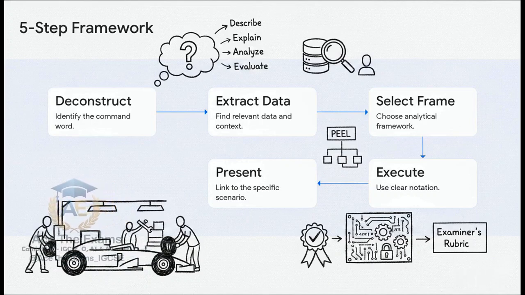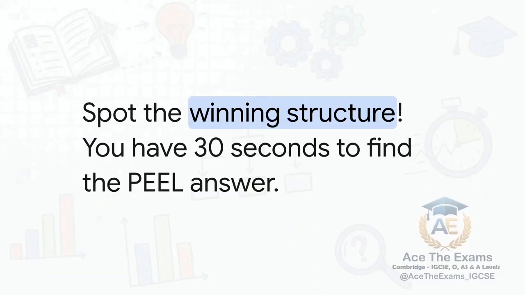When you use this 5-step process, you are effectively calibrating your pit stop. You're making absolutely sure that every single action you take on that paper has a direct correlation to a mark on the examiner's rubric. All right, it's time for an interactive challenge.